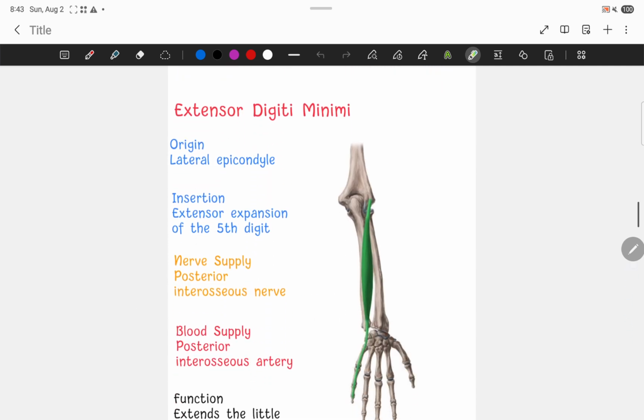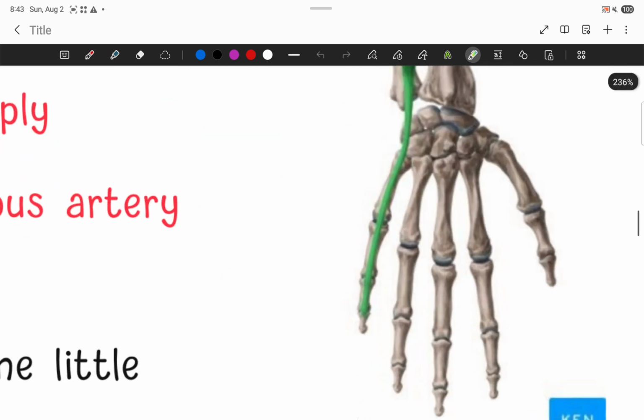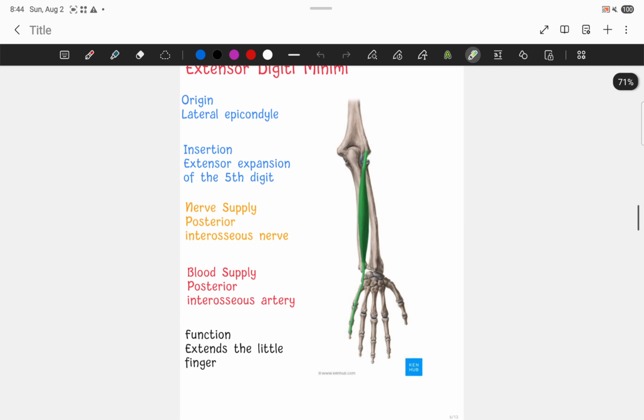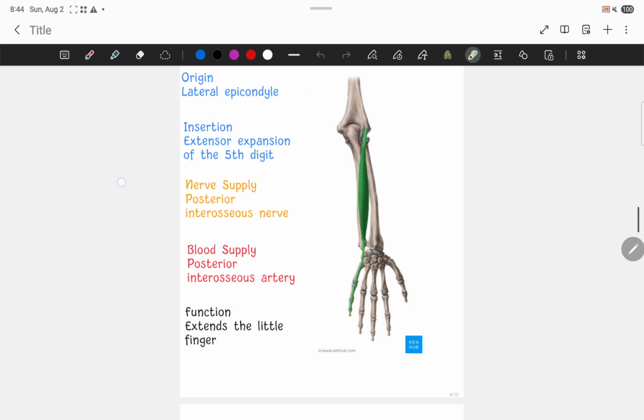Another muscle we talk about is the extensor digiti minimi. Don't forget, if you see minimi, the origin is the lateral epicondyle. Insertion is the extensor expansion of the 5th digit. Nerve supply is the posterior interosseous nerve. Blood supply is the posterior interosseous artery. The function is extending the little finger. Minimi is the little finger.